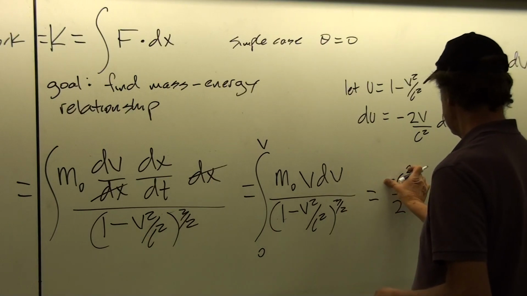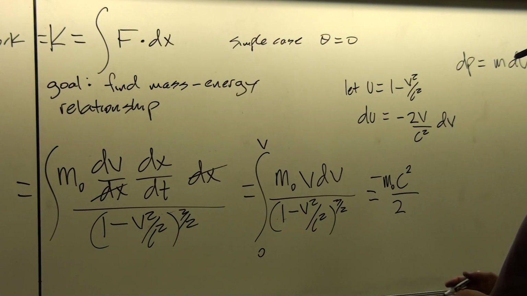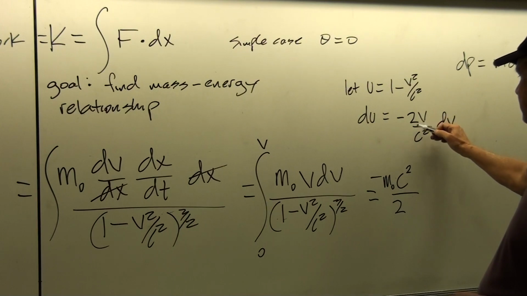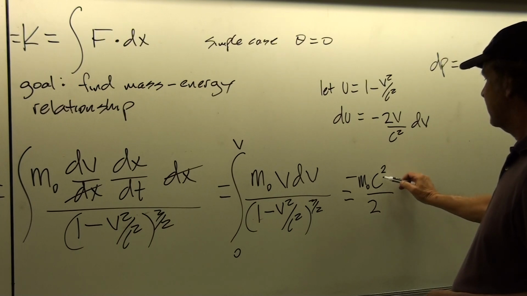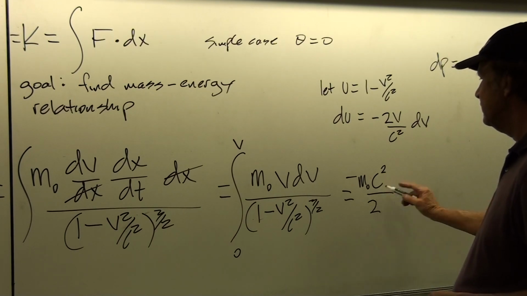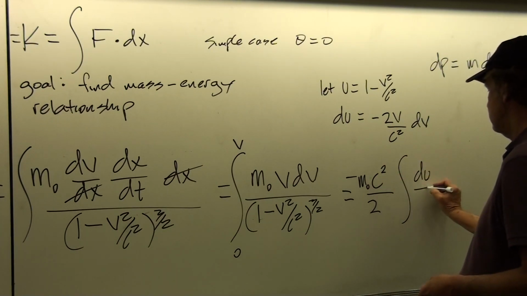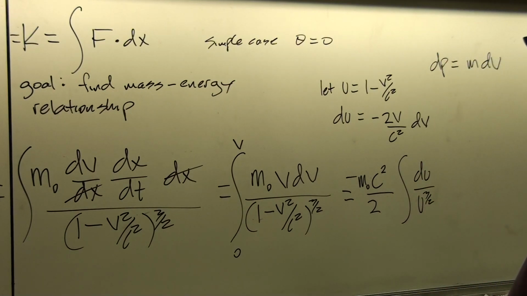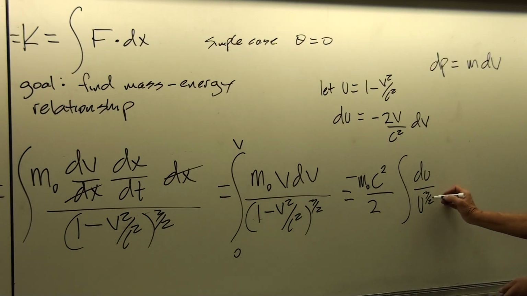Okay, so we've got the m naught in there times c squared, right? And then to turn this into a du, in the denominator, you have to multiply by minus 2 over c squared. So I'm doing minus c squared over 2 on the outside. So that gives me then just m naught times du over u to the 3/2 power. Okay, and so then that becomes u to the minus 1/2 power divided by minus 1/2.